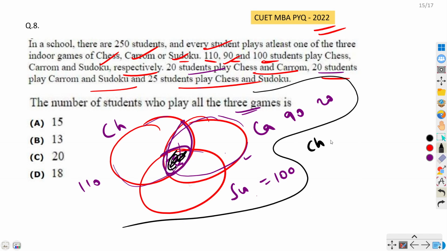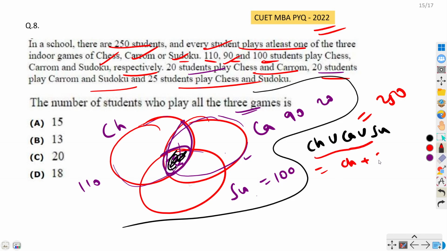Let's say CH union CA union Sudoku. These will be the total students. Why? Because see, read this line. In a school there are 250 students, and every student plays at least one of the three games. So every student has to belong to one of these three sets, right? So it means that this only is the inverse set. There are no students outside of these three sets. So this value is equal to 250, and we know this formula, right?